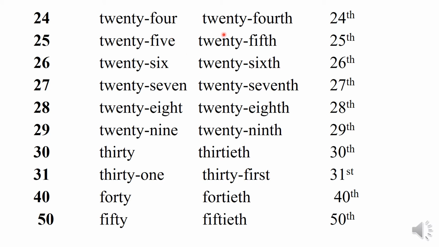24, ordinal is 24th. 25, ordinal is 25th. 26, ordinal is 26th. 27, ordinal is 27th. 28, ordinal is 28th. 29, ordinal is 29th. 30, ordinal is 30th, and you write number 30 plus th in numbers and abbreviation.